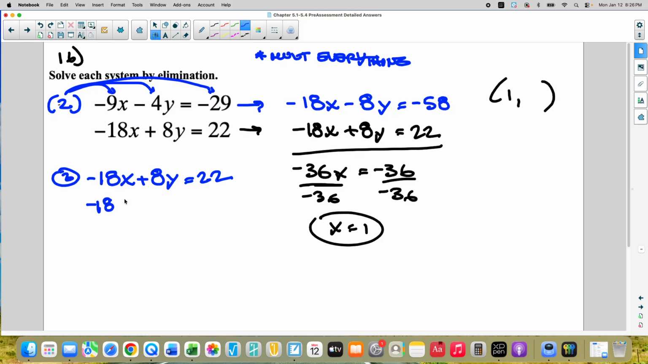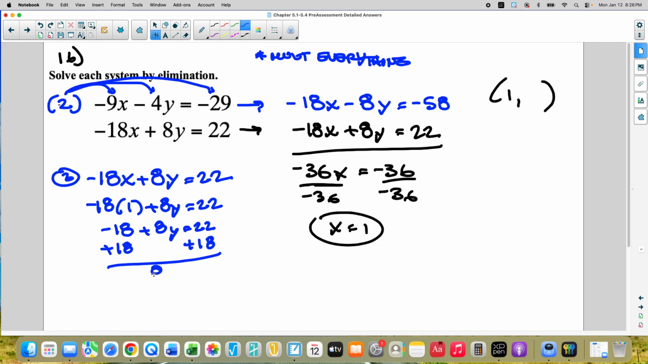Negative 18, I have 1 for x. That's negative 18 plus 8y equals 22. Let's add 18. 8y equals 40. Divide by 8. Y equals 5. So I think my solution is (1, 5).